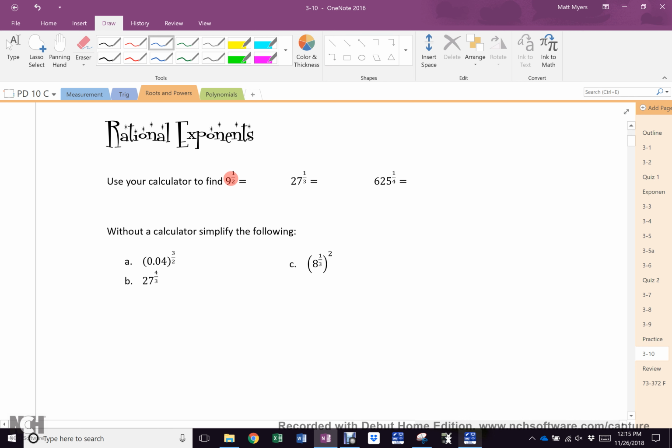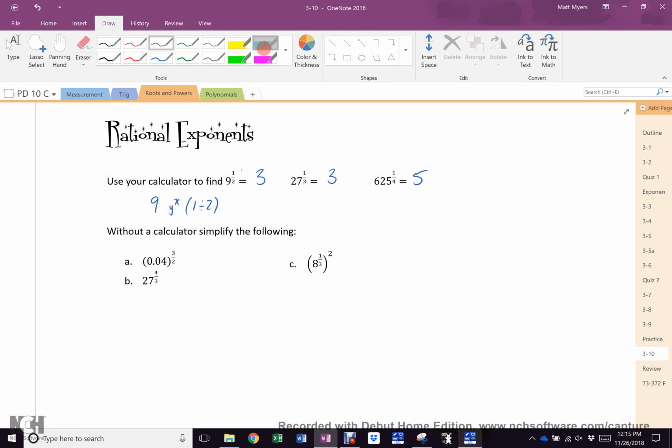With your calculator, perform this operation. If you do not remember how to do that, the 1/2 is an exponent. So use your calculator to do 9, exponent button, open bracket 1 divided by 2, close bracket. Then hit equals and tell me what you get. 3. Now do the same thing with 27. Now do the same thing with 625 and 1/4. 5.